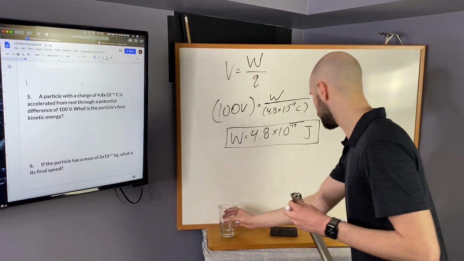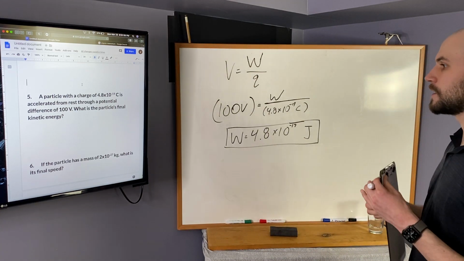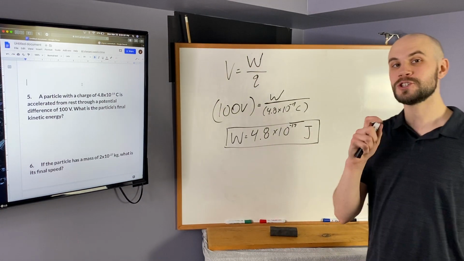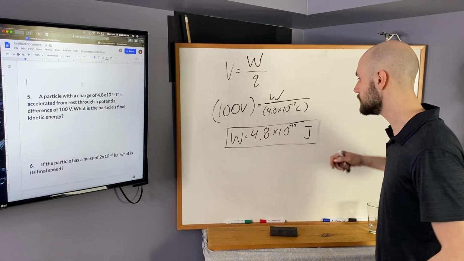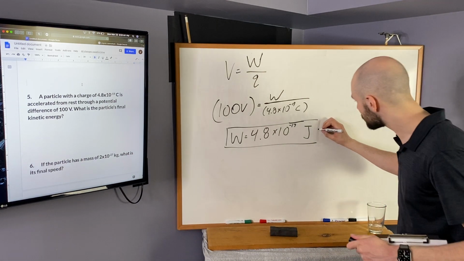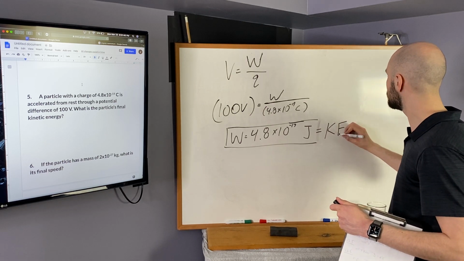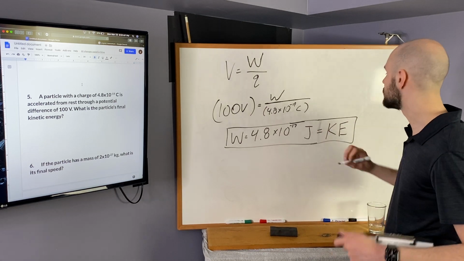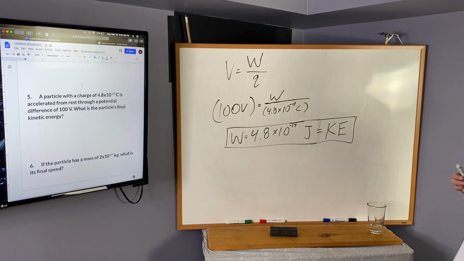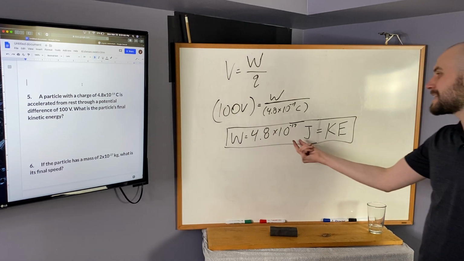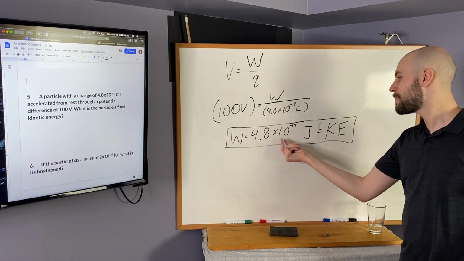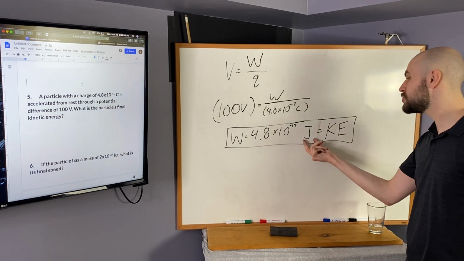Erasing that, moving this over, rolling right along. So we know how much work was done to this particle. And this work, because it started from rest, the amount of work done is equal to the gain in kinetic energy of this particle. Okay. So this doesn't seem like a lot of energy, right? 4.8 times 10 to the minus 17 joules.